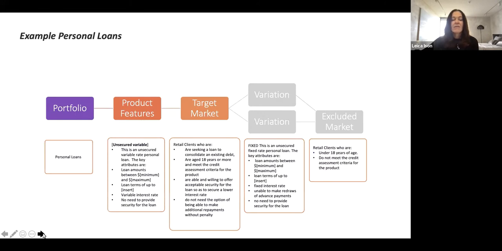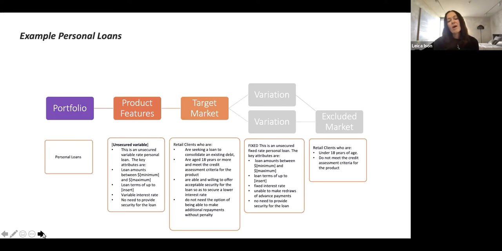And then if I just bring all of that together, so if we step through this hierarchy before we start filling out our target market determinations, this is a bit of a holistic review of it. So we've been clear about our in-scope products, we're clear about our portfolios, we've listed out the product features, and we've had a look at that target market. And when we look at that target market, it's the customer characteristics. We've listed out the variations, and then this final point of the excluded target market.